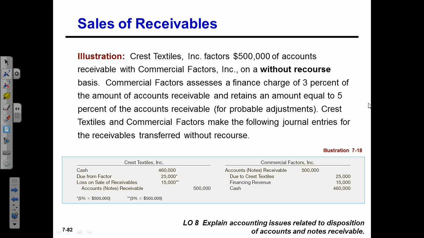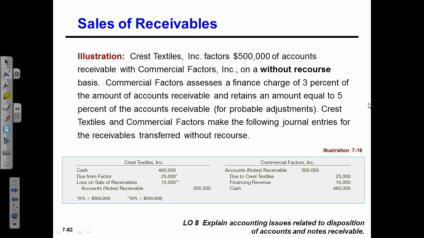3%, which is 15,000 in this case, right? Is what? Loss on sale of receivables. It's called a loss instead of interest, because they didn't borrow that. Everybody get their head around that? It's just not a big deal. Loss on sale of receivables. Okay? Then what else did they say?